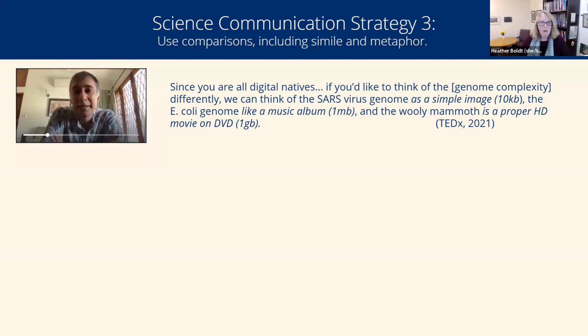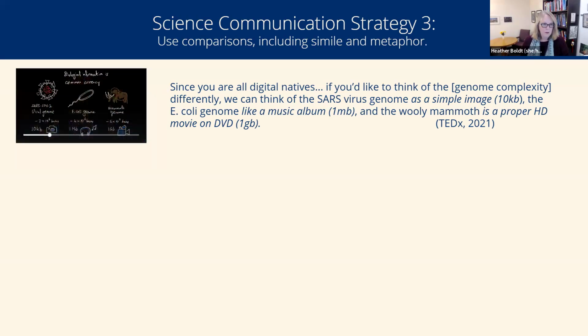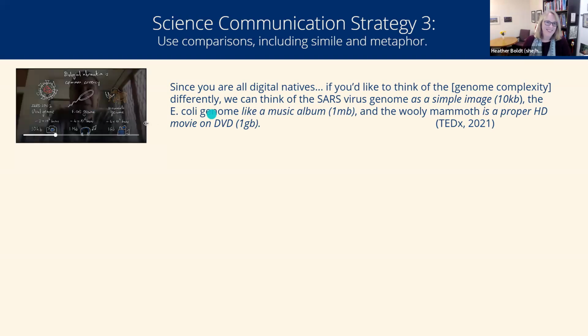So first of all, I think biological information these days is common currency. In the digital era, all of you are digital natives. We can actually translate between biological and digital information very easily. So the SARS-CoV-2 RNA genome, for example, it's about 30,000 bases. It's about 10 KB of data. The E. coli genome is about 4 million bases. It's about 1 MB of data. And the woolly mammoth genome, which is roughly the same size as our genome, it's 4 billion bases. And it's roughly a GB of data. And if you like to think of it differently, SARS-CoV-2 is like a small image. E. coli is like a music album. And woolly mammoth is like a proper HD movie on a DVD.